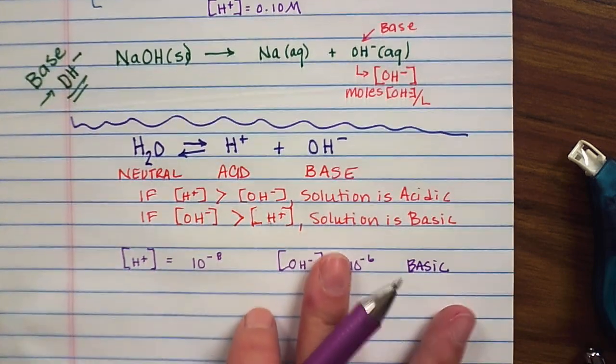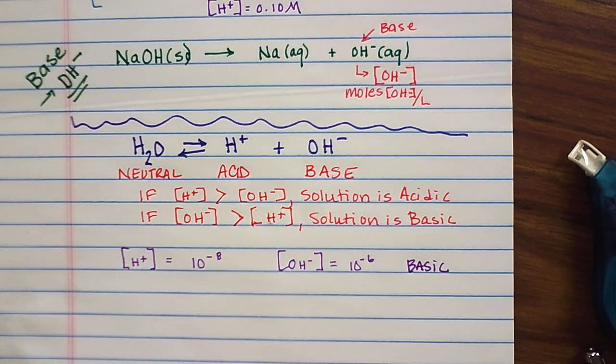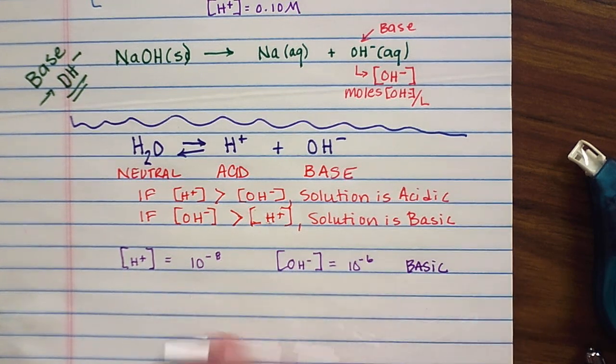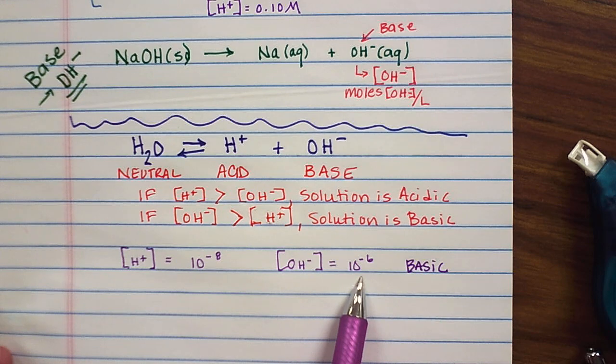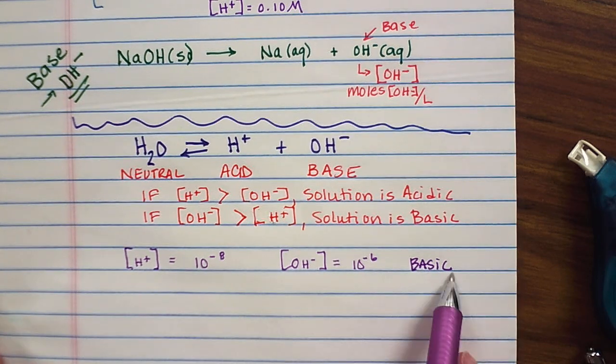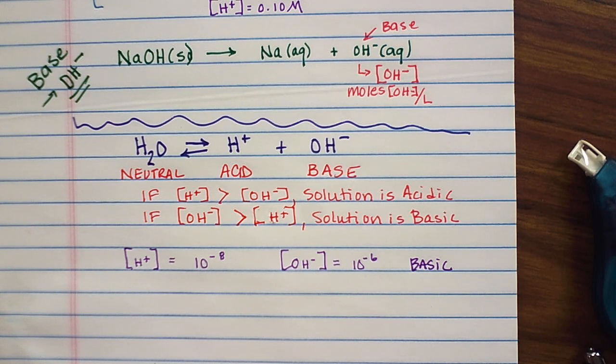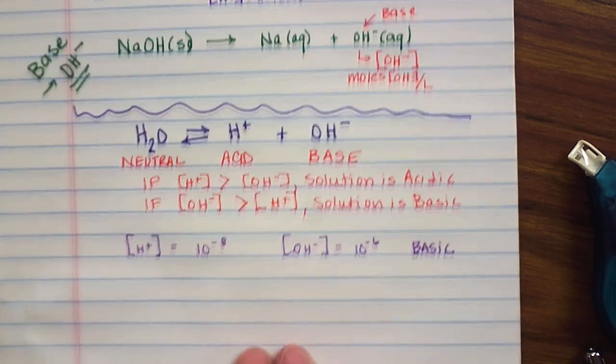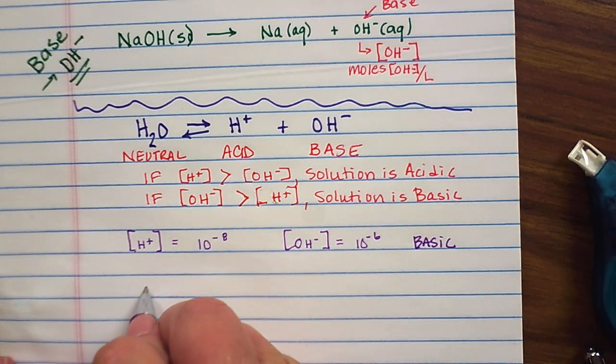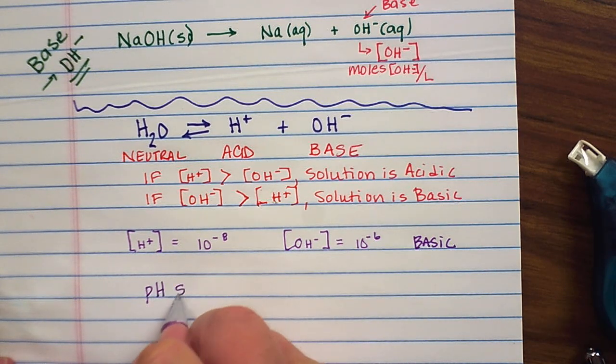Now, but this is kind of hard. There must be a way to judge. This is really easy. I know that 10 to the minus 6 is larger than 10 to the minus 8. So that's easy to see it's basic. Right? But what if it wasn't this easy, first of all? And what if I wanted to see exactly how much larger it was? What if I wanted a scale that was easier to work with? So we have a scale that's easier to work with. The scale is called the pH. So we have the pH scale.